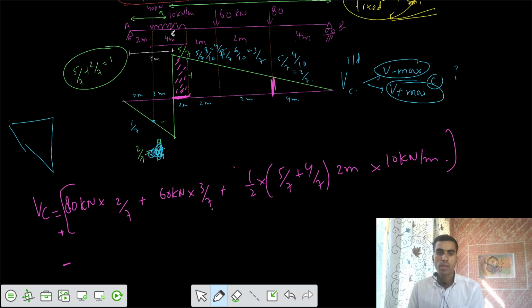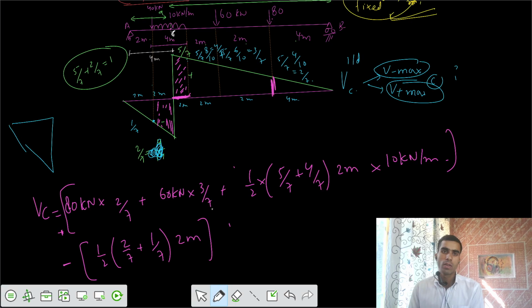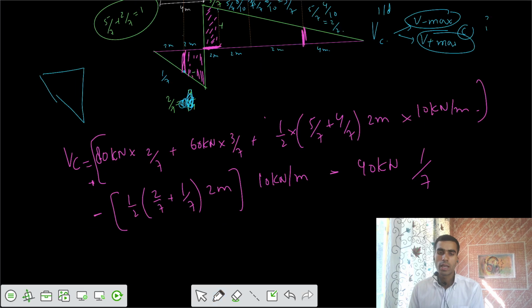Then I have to subtract the negative area of that diagram. This one is your negative area. I would say 1 by 2 times the sum of parallel sides, one is 2 by 7, the next is 1 by 7, and the length is 2 meter. After that, the intensity of 10 kilonewton per meter. Then we have one more negative value, 40 kilonewton acting at the ordinate of 1 by 7. So we need to calculate that value.